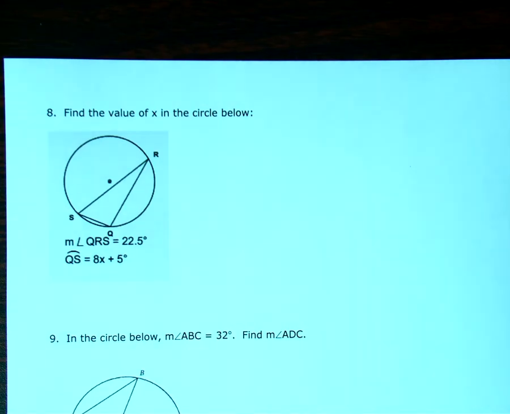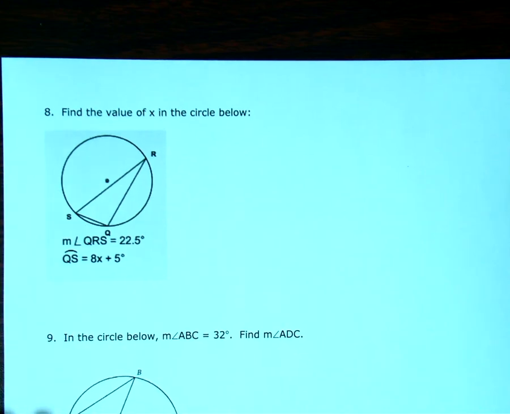Welcome back to Unit 9A review. We're going to be working on the third page of the review for this video. Number 8, find the value of x in the circle below.